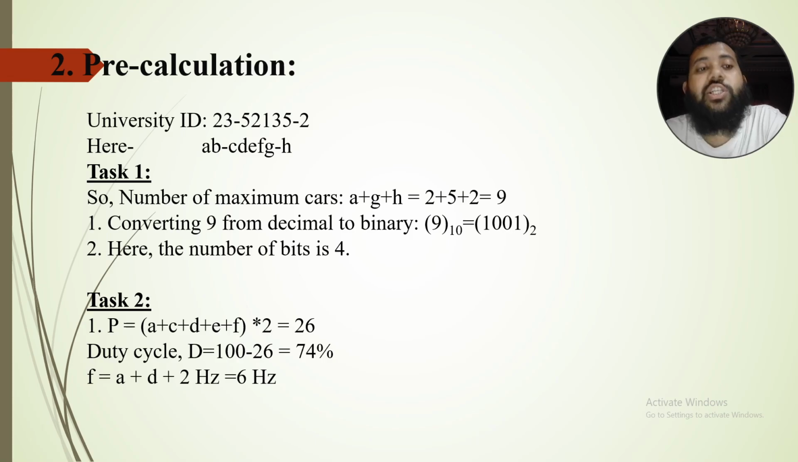After that we will move to Task 2. In Task 2, the number of maximum cars is AGAS, which is 2 plus 5 plus 2 equal to 9. Converting 9 from decimal to binary gives 1001, so the number of bits is 4. Also in this task, P is given as 26, and the duty cycle is 100 minus 26, which is 74%, and F equals A plus D plus 2 Hz, equal to 6 Hz.